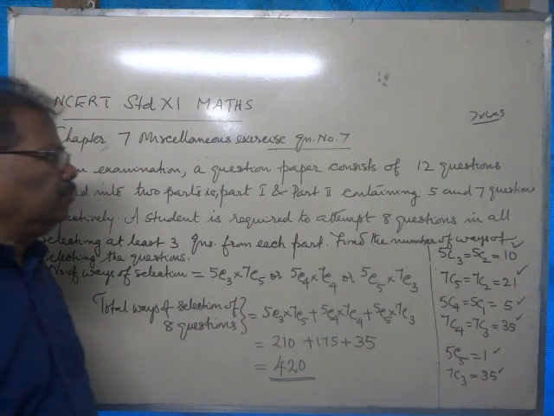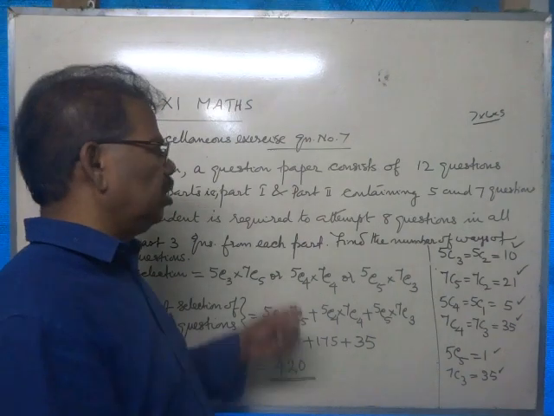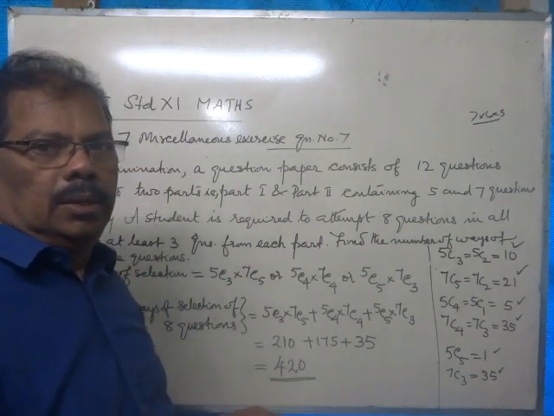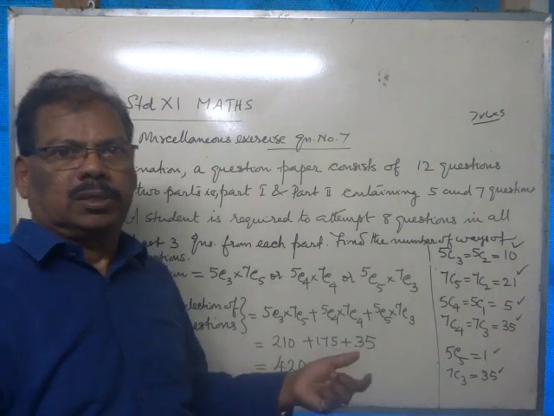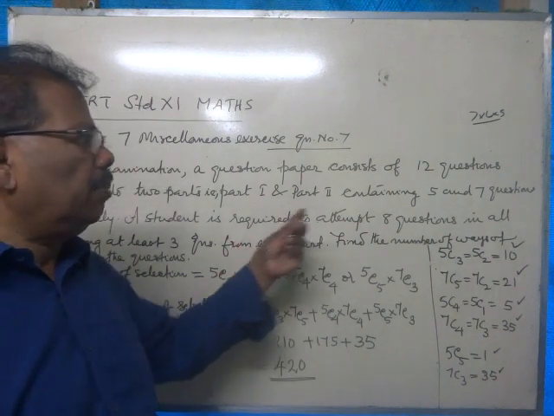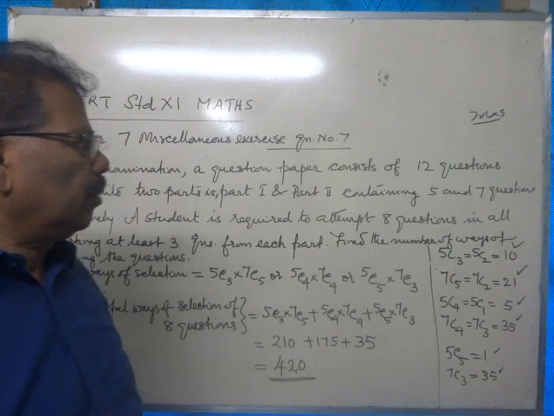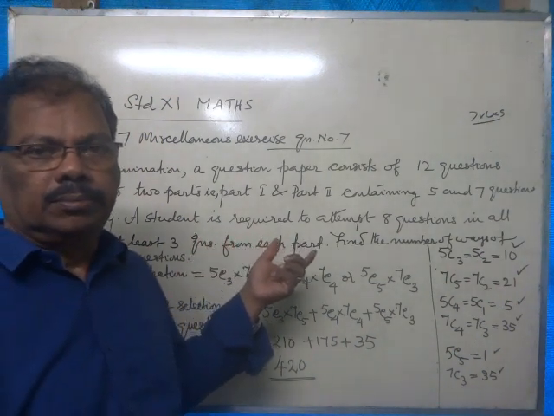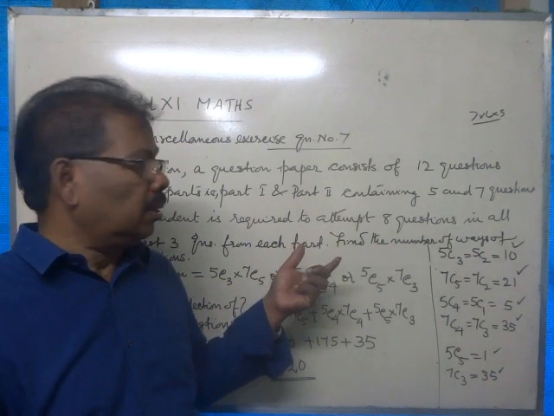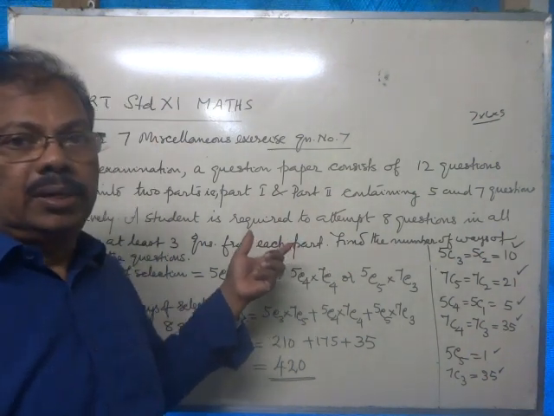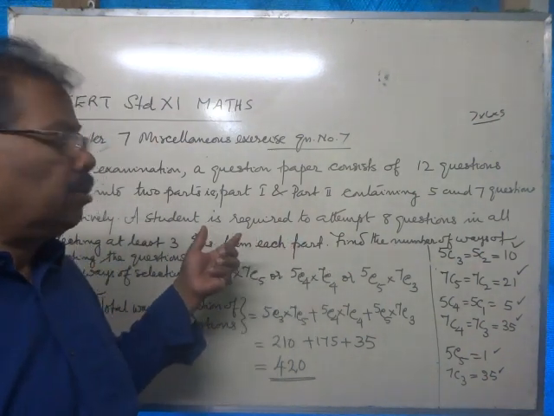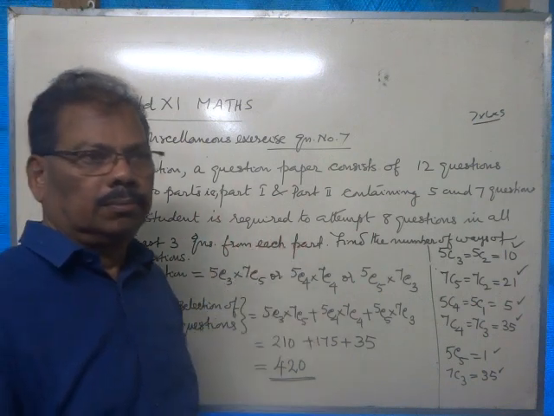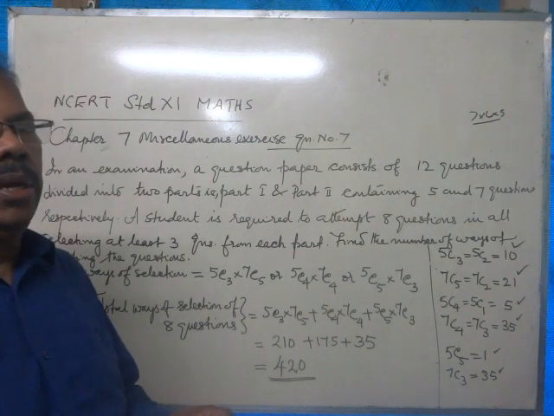In an examination, in the question paper, there are 12 questions, and those questions are in two parts. Part 1, 5 questions, and part 2, 7 questions. A student is required to answer only 8 questions. But there is a condition. He should answer at least 3 questions from each. How many ways can this be done?